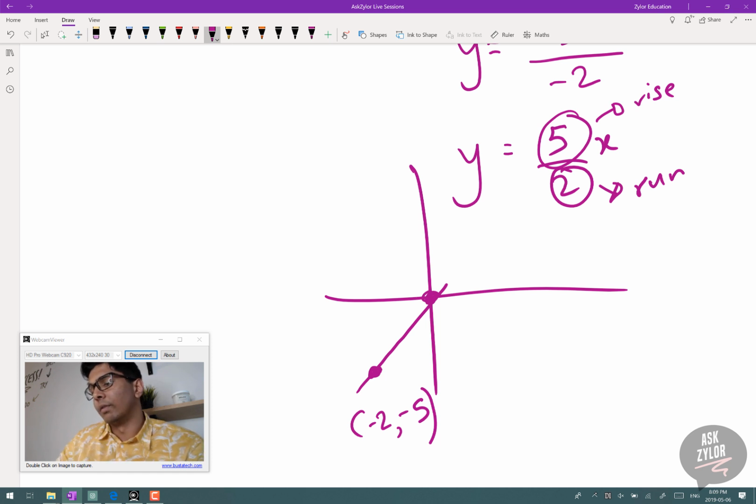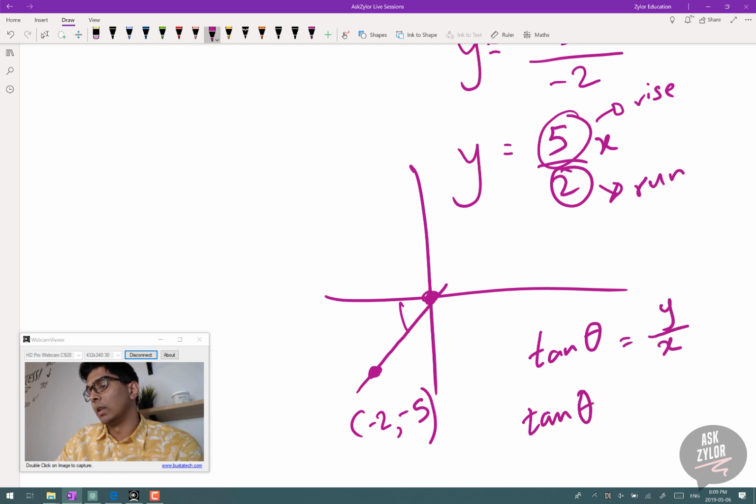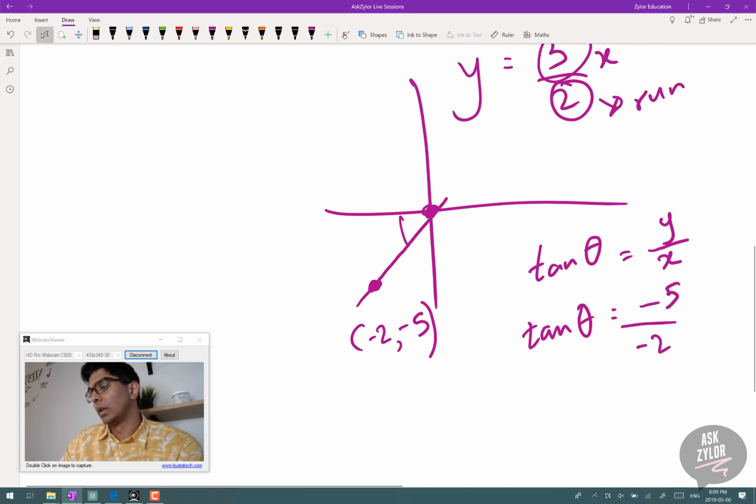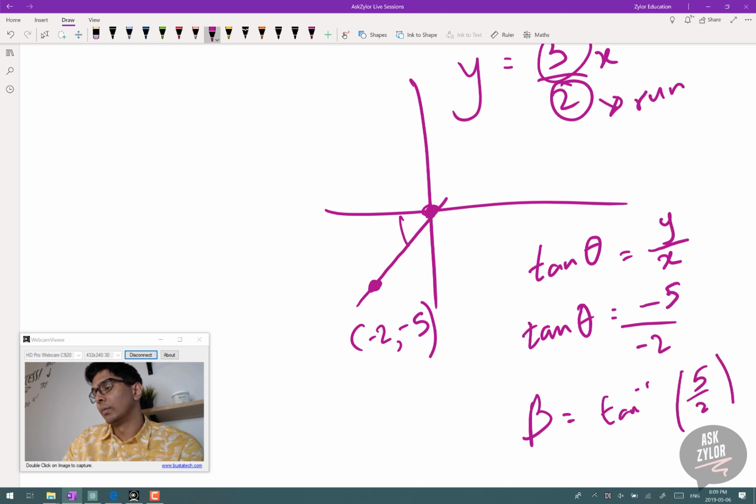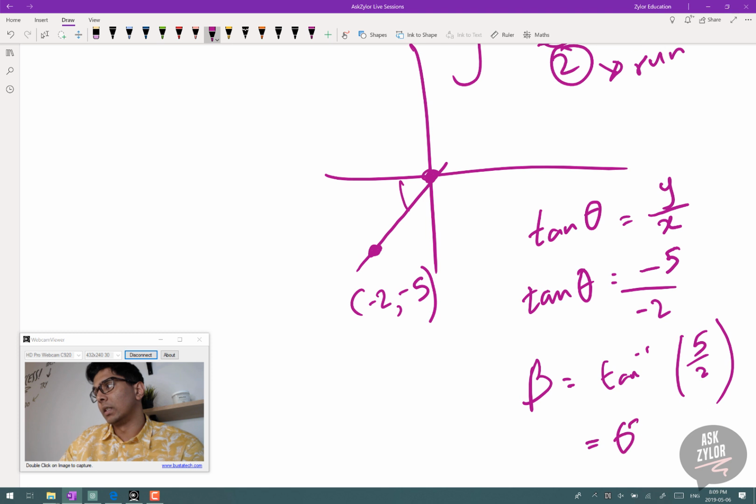Right. So given that, I can find tan theta, which is equal to y over x. So tan theta would be negative 5 over negative 2. So I'm going to go ahead and find what the angle is. So it's going to be tan inverse of 5 over 2. Right? And I end up with 68.1 degrees.